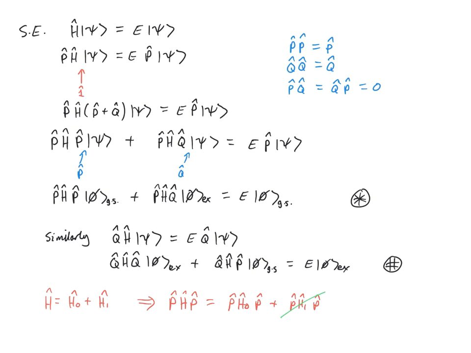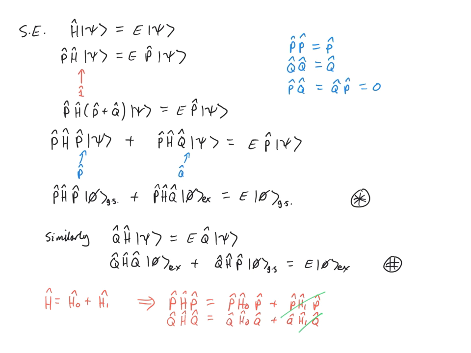Similarly, we can show that if I were to start with Q H Q, I get Q H naught Q plus Q H1 Q. Then I start off with an excited state. If I act on it with H naught, I will remain in the excited state, whereas if I have an excited state and I act on it with H1, I'll actually go back to the ground state. But then if I project with Q, I again kill that term.